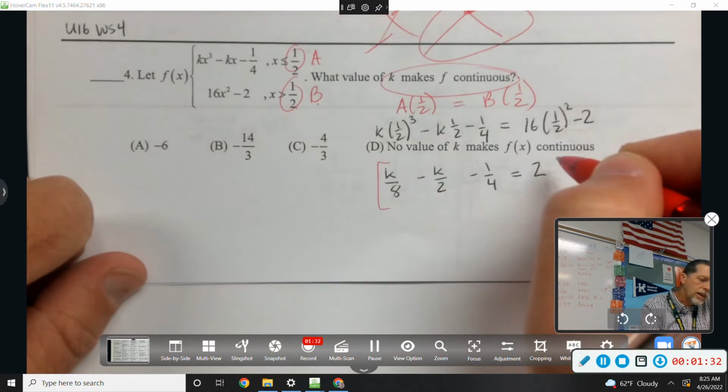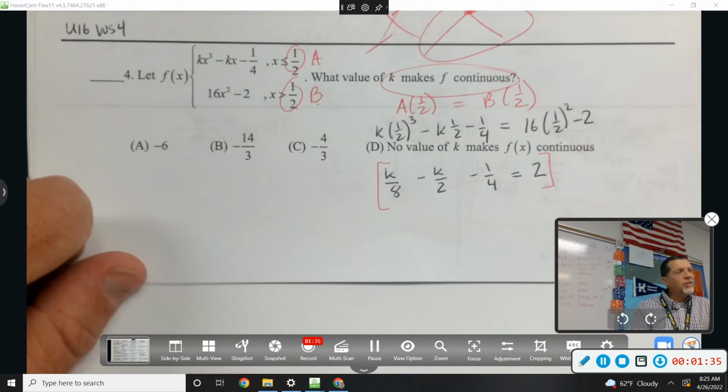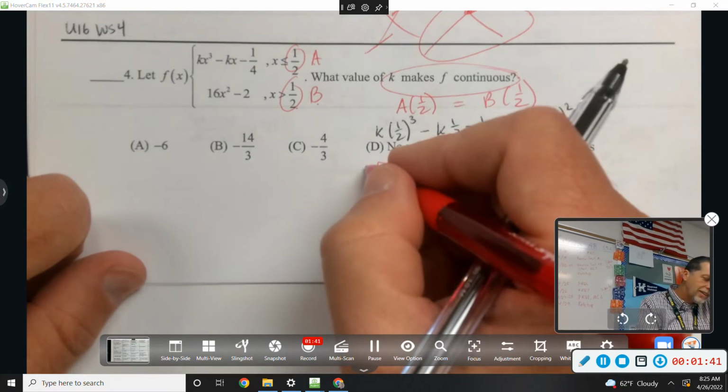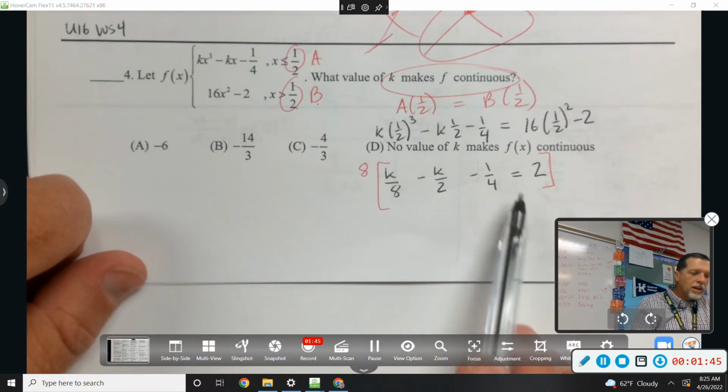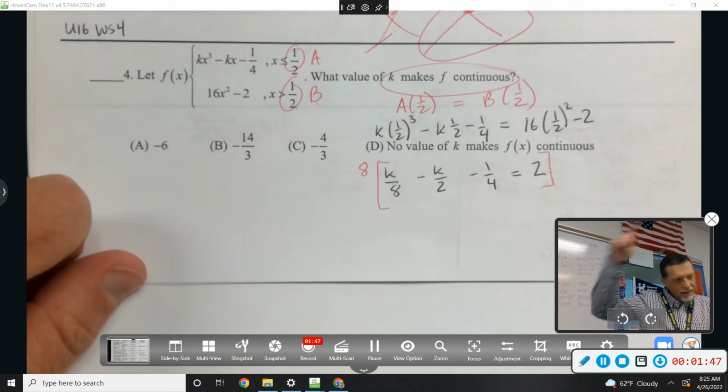Alright, let's make all those denominators go away. So what could I multiply through by that would cancel an 8, a 2, and a 4? An 8. So I've got to distribute the 8 to everybody. Common mistake, make sure that 8 gets to the other side.